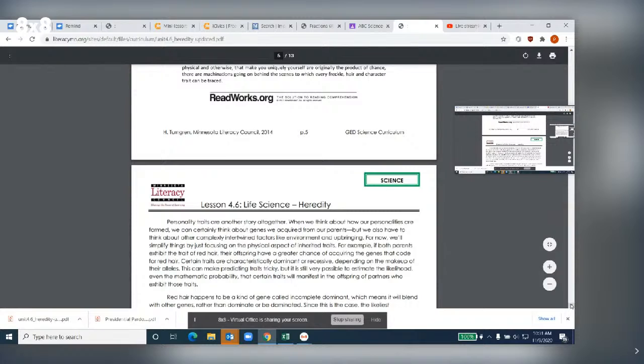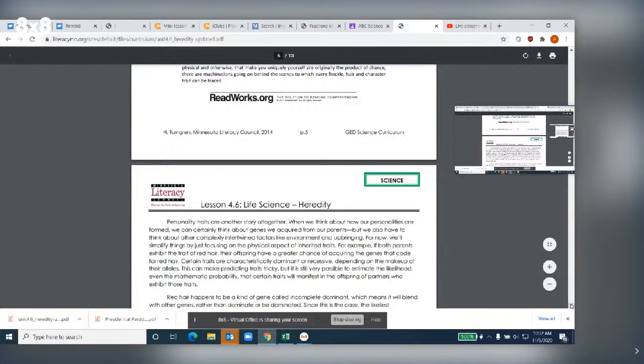For example, if both parents exhibit the trait of red hair, the offspring have a greater chance of acquiring the genes that code for red hair. Certain traits are dominant or recessive depending on the makeup of their alleles. This can make predicting traits tricky, but still very possible to estimate the likelihood, even the mathematical probability, that certain traits will manifest in the offspring of partners who exhibit those traits. But a lot of times our hair color is the same as our parents', maybe the eye color, not always. And we looked at that in the last lesson. A lot of it has to depend on the recessive and dominant traits.